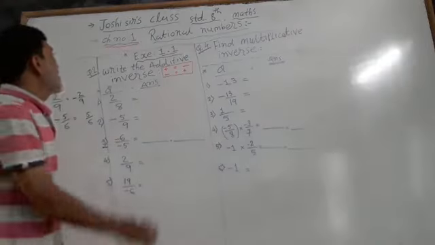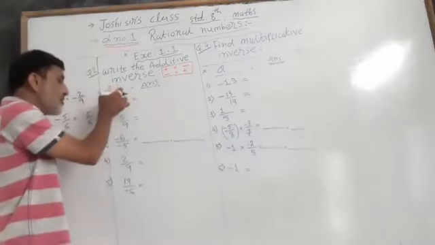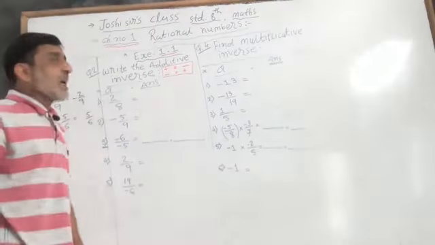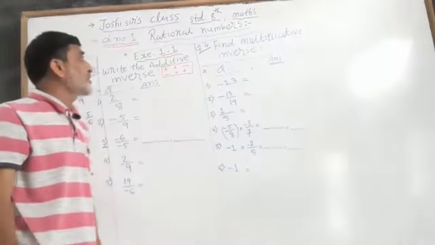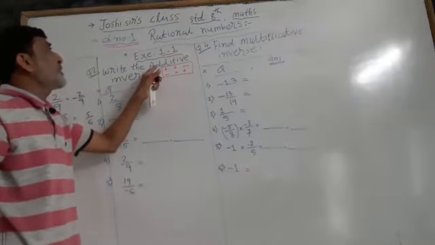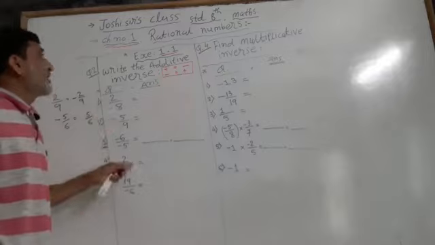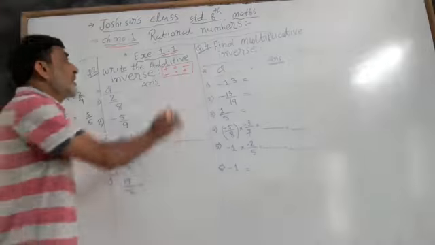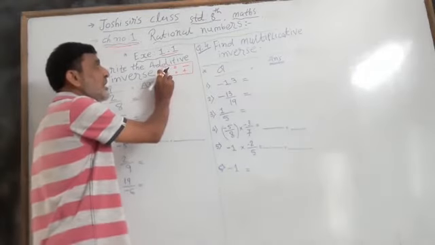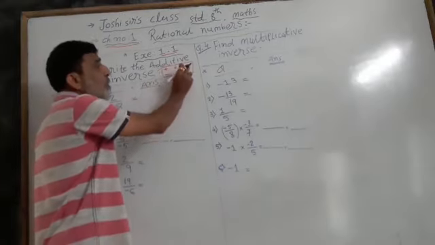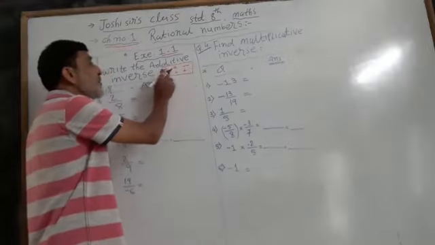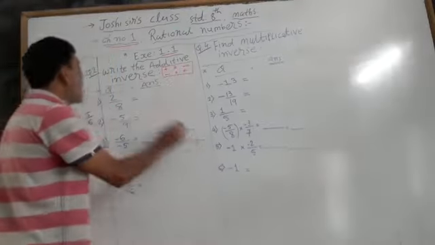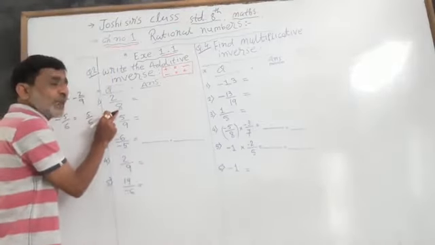Okay, then we will start the questions. The question is given here. We have to change it into additive inverse. Now keep these rules in your mind. If we have to change a given number into additive inverse, we have to change only the sign. If the given sign is plus, then it is changed into minus. And if the given number is minus, then we will change into plus. Okay, now first question, 2/8.